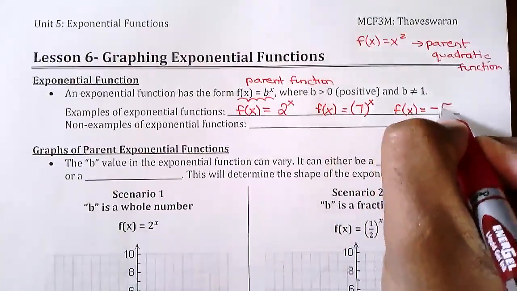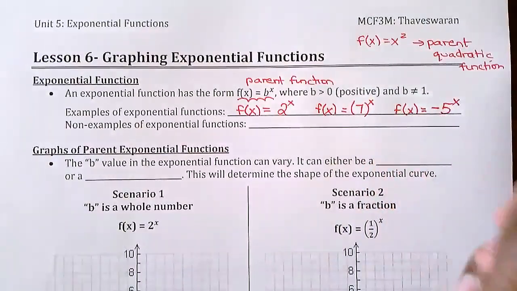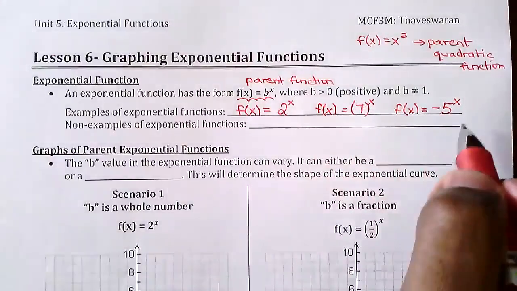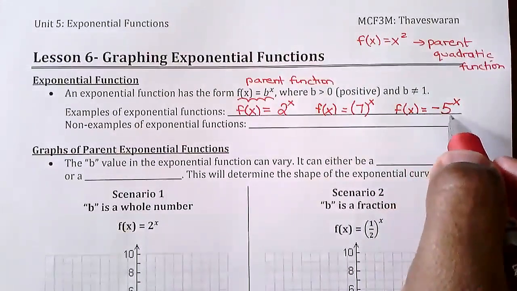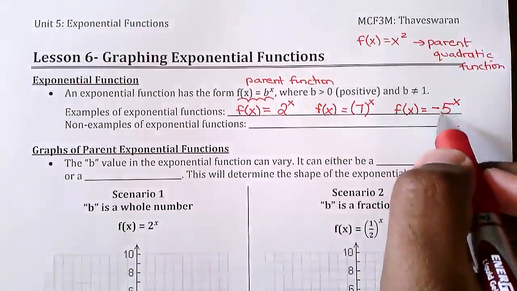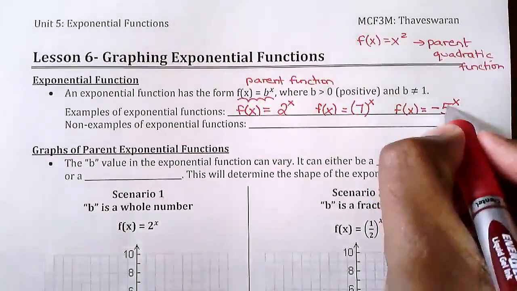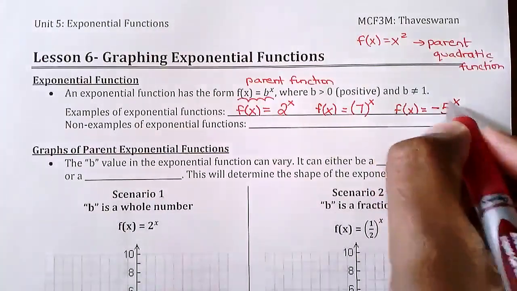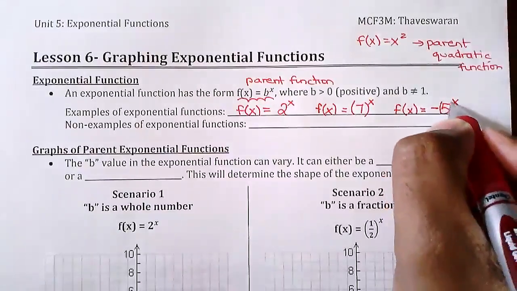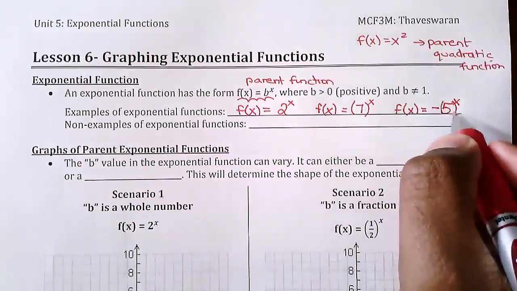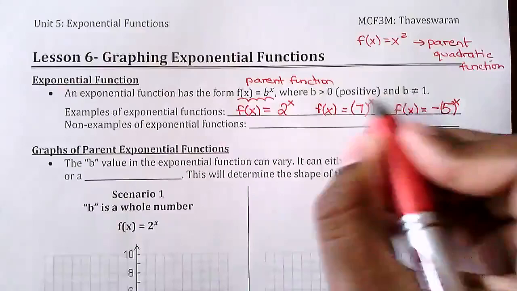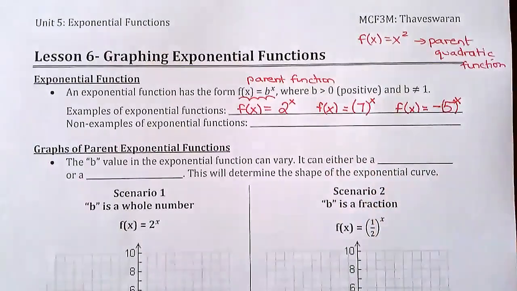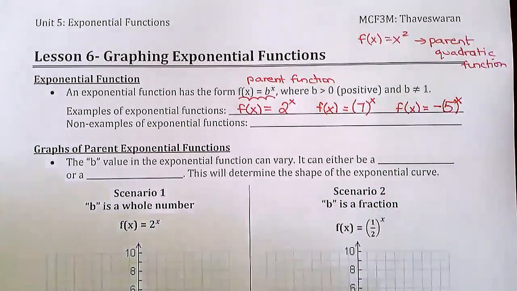So negative 5 to the power of x. So here you might be thinking, well, the b value looks like it's negative, but you need to keep in mind that when you have a negative and a 5 and they're not in brackets, this is actually the base. So the b value here, the 5, is still positive. The negative up front indicates a transformation.